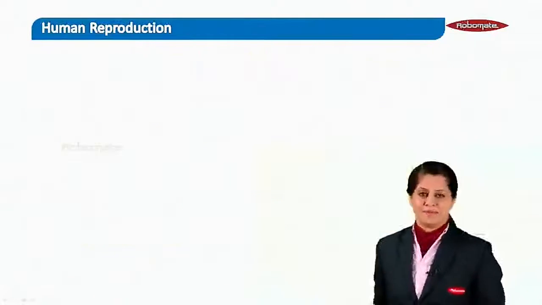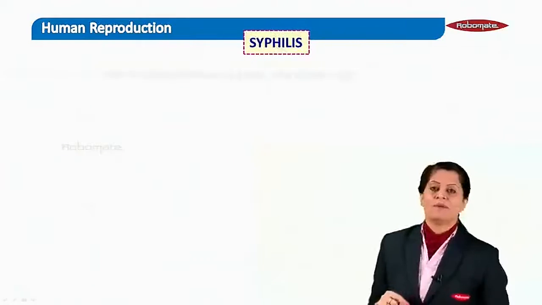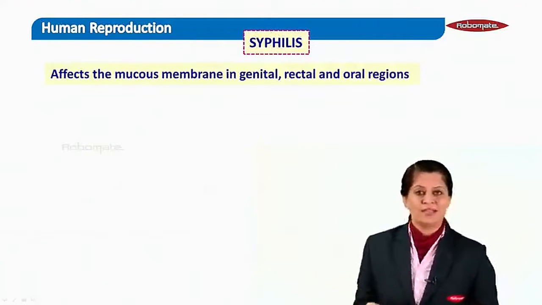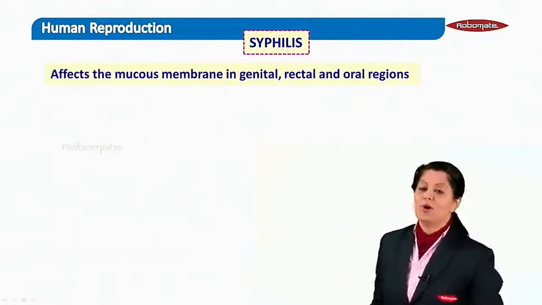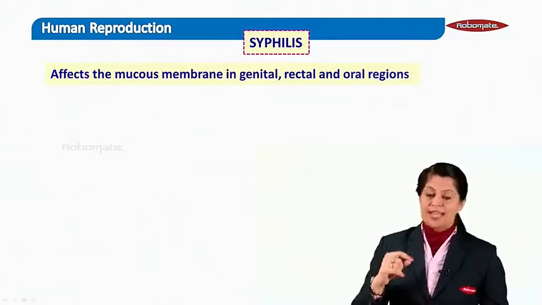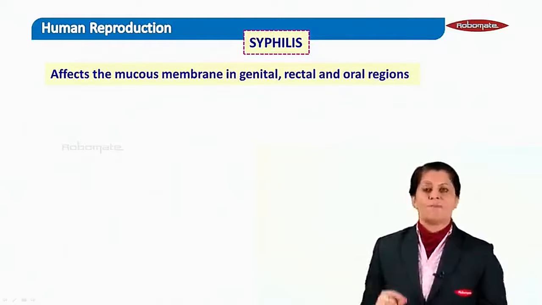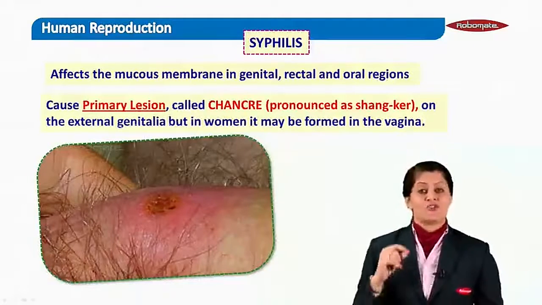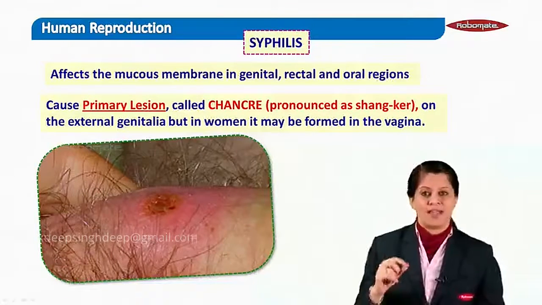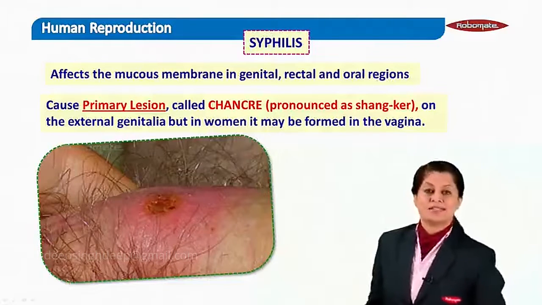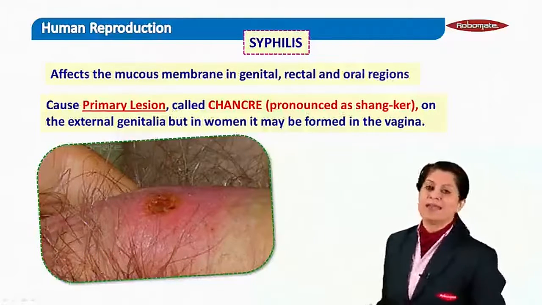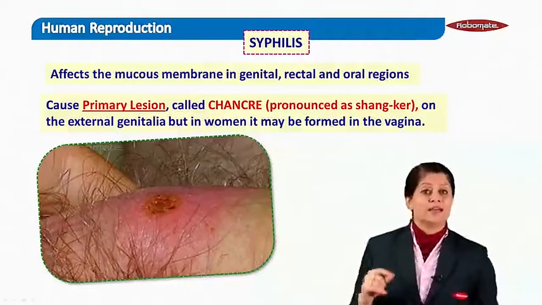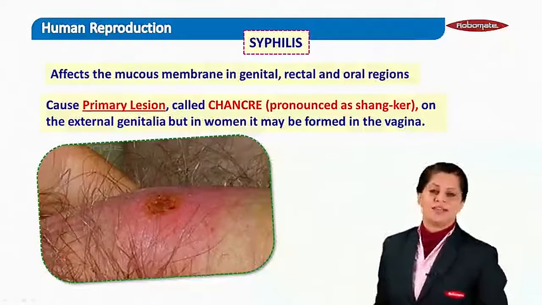Treponema pallidum. Now when we are talking about this disease, students, it affects the mucous membrane of genitals, rectal region and also oral region, causing lesions which we call primary lesions. Now these primary lesions are chancres. It's pronounced as chancre. They are seen on the external genitalia of both male and female. But in female, chancres can also be seen in the vagina. That means internal genitalia too.